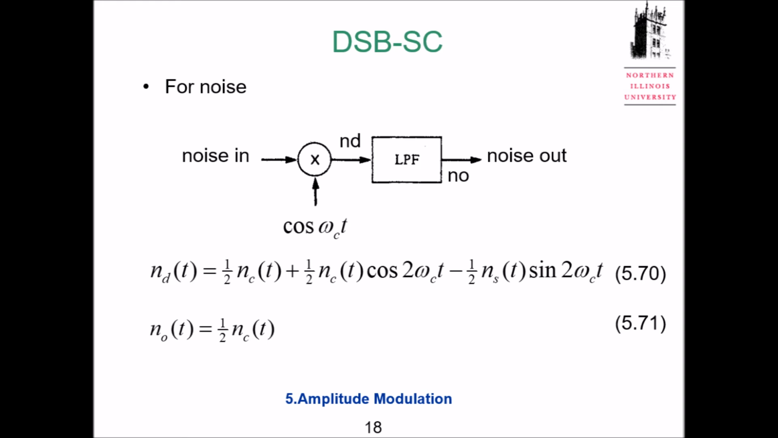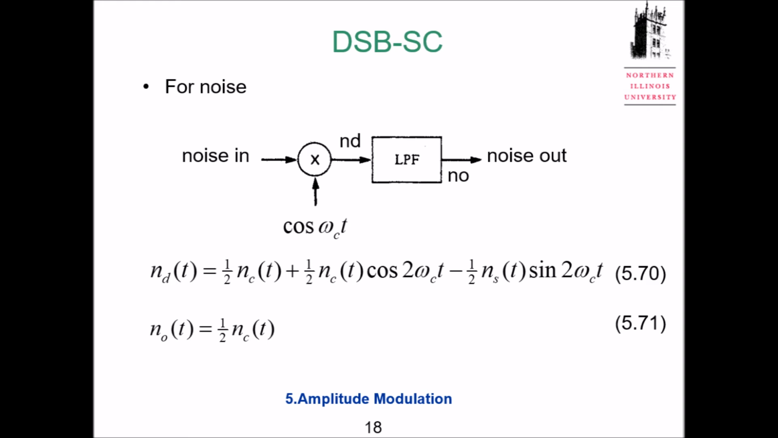Signal, right? My input signal is NC. Let me write it down. So here is N, so my input is NC. When it is mixed with the reference carrier signal, we have high frequency components, another high frequency component, and a DC value. It goes through the low pass filter, and my output will be half NC(t). So input is NC, output is half NC.